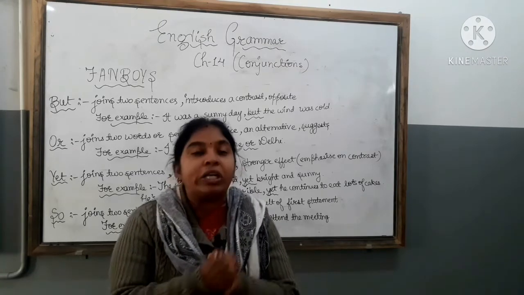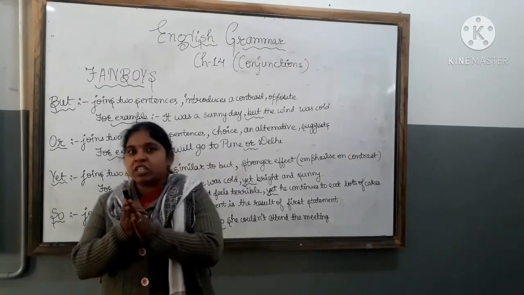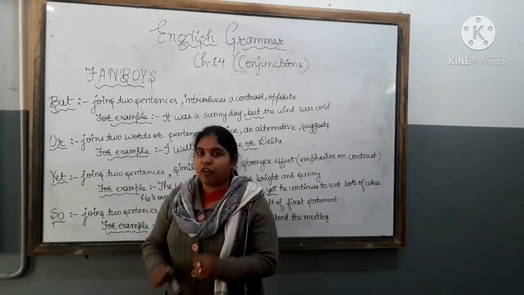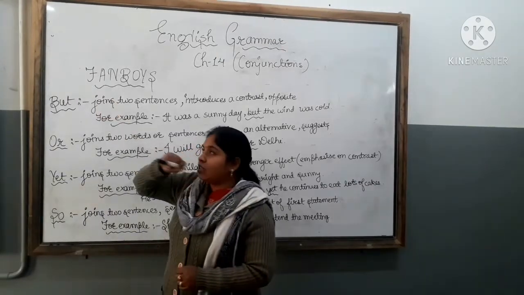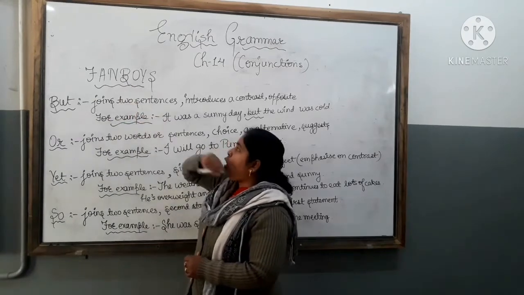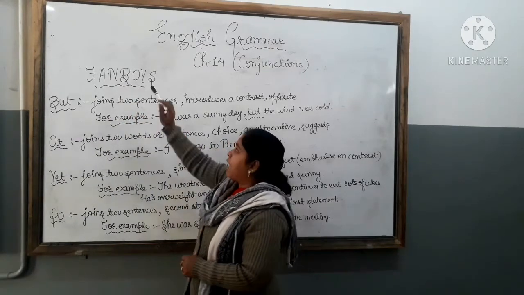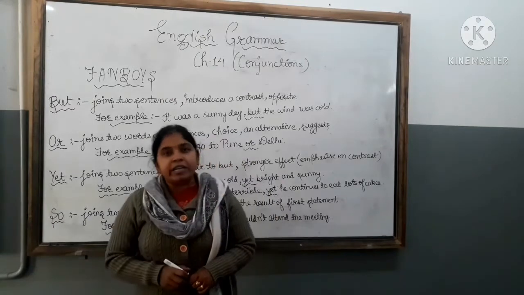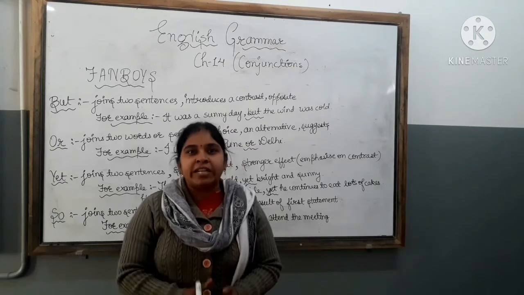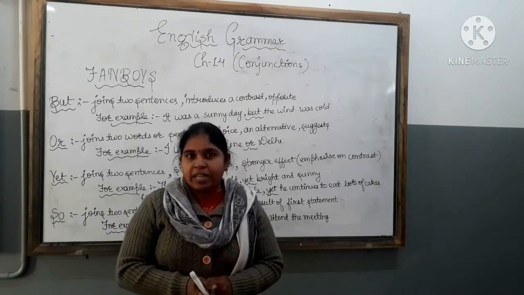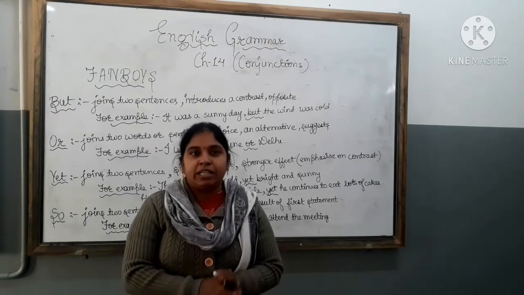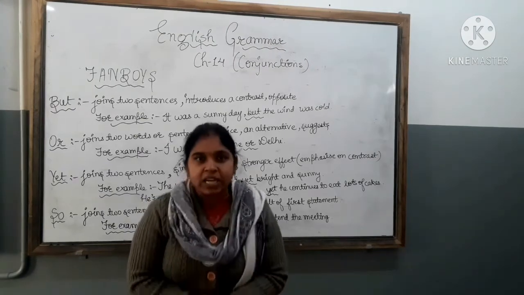Now, we are doing the coordinating conjunctions. Coordinating conjunctions are 7 in number, that is FANBOYS. F stands for for, A stands for and, N for nor, B for but, O for or, Y for yet, and S for so. Coordinating conjunctions are the conjunctions in which the sentences are of equal grammatical importance. It means they are independent. They are not dependent on each other.